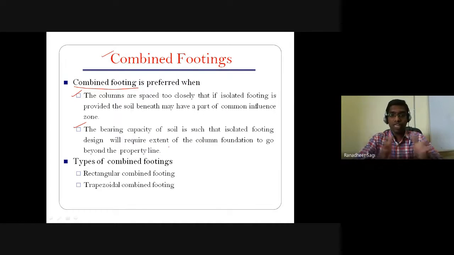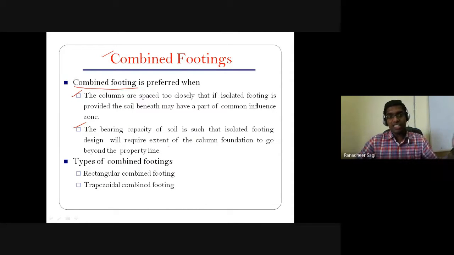But in the process of providing a large area, if the dimensions of the footing I want to provide go beyond your property line, beyond the boundary of the construction, then I cannot construct the foundation on someone else's property. I have to construct whatever I want within my property boundary only. So in such a case, you should construct what is called your combined footing, where you cannot extend the width or length of the footing beyond your property region.